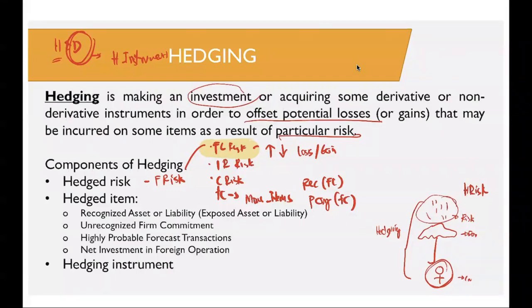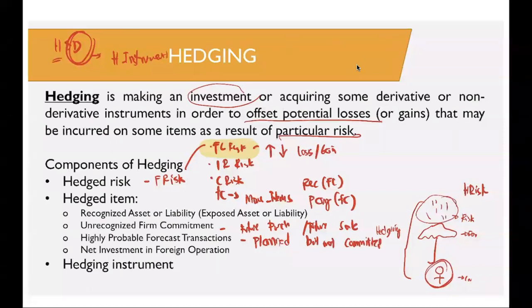The next type of hedged item is the unrecognized firm commitment. What is this unrecognized firm commitment? If you still remember your AE 105, there is a firm commitment wherein there is a future purchase. This unrecognized firm commitment talks about a future purchase or a future sale. The next type of hedged item is the highly probable forecast transaction. These are transactions that are planned but not yet committed.